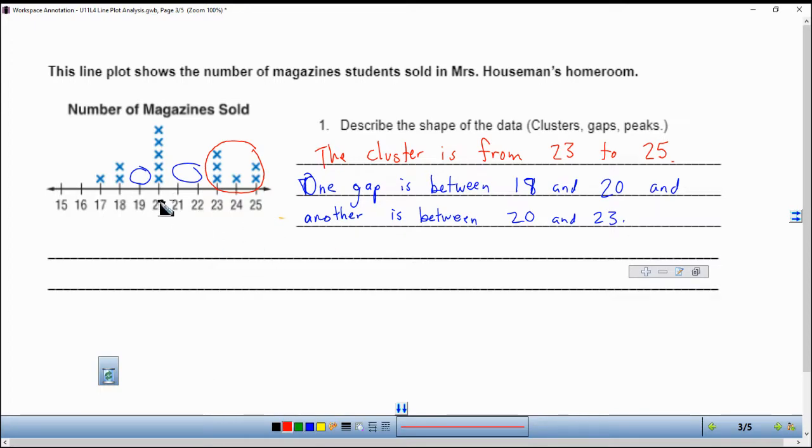Let's look for peaks. There's one peak, and that's where there's the most data. It's not the top, but it's where the most data is on one data point. The peak is at 20, right at 20. All right, so that's the shape of the data. We can talk about clusters, gaps, and peaks. All right, let's try the next one here.